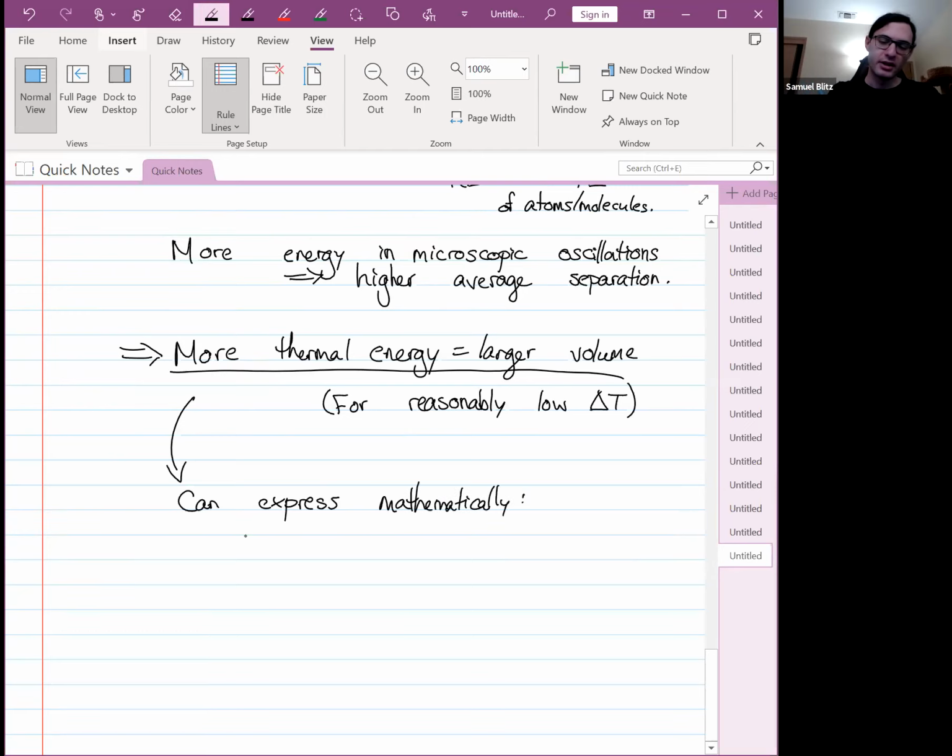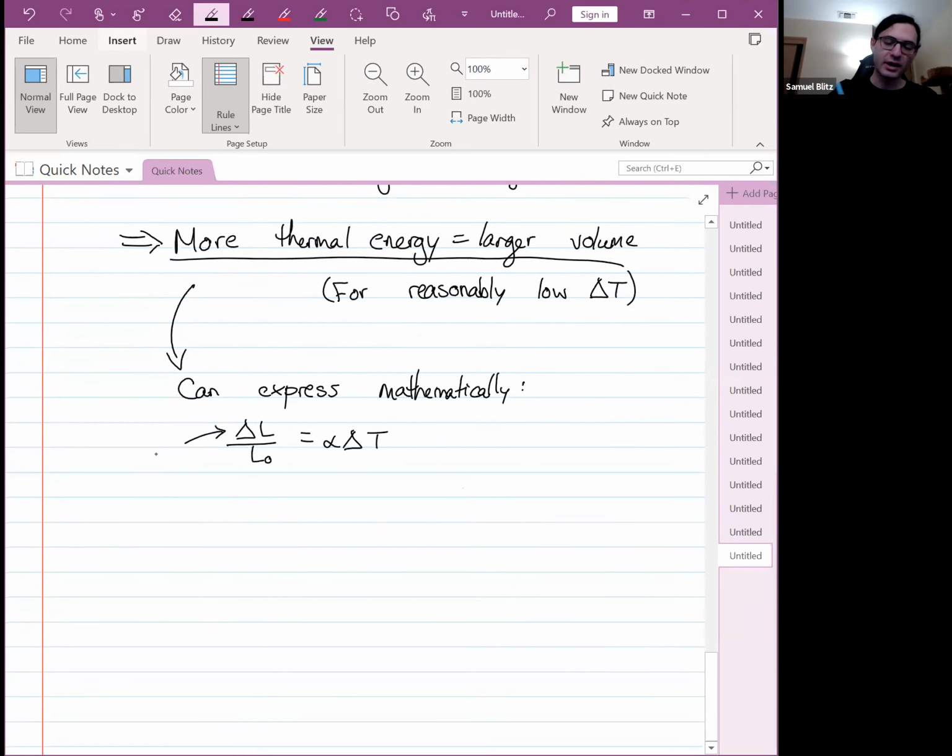That is, delta L over L naught equals alpha delta T. Now we have to break this down a little bit. So delta L is the change in length of an object. So if you have an object of length L and it changes to length L plus 2 centimeters, then delta L will be 2 centimeters.